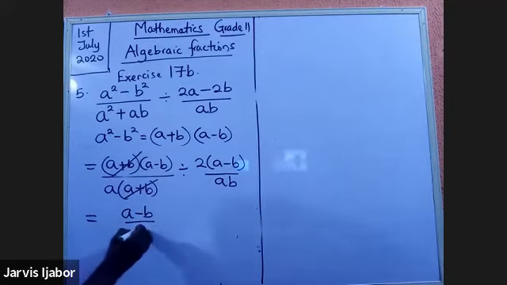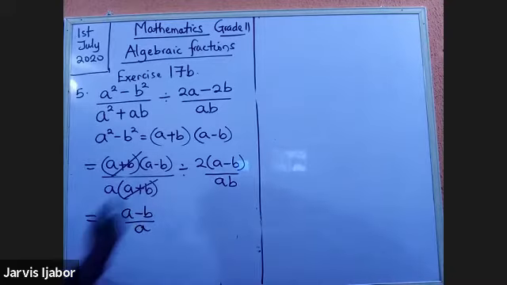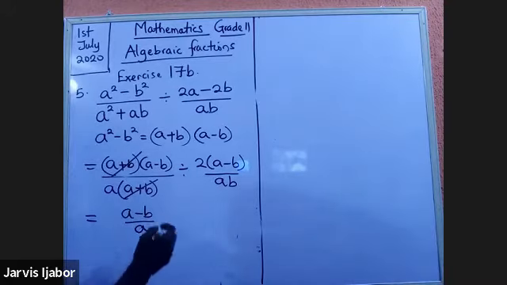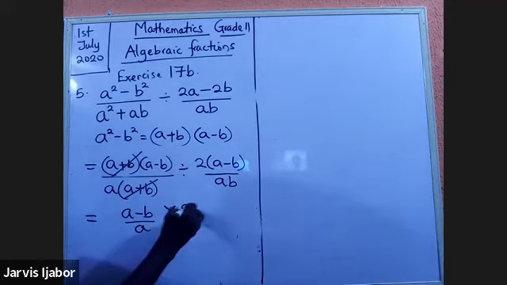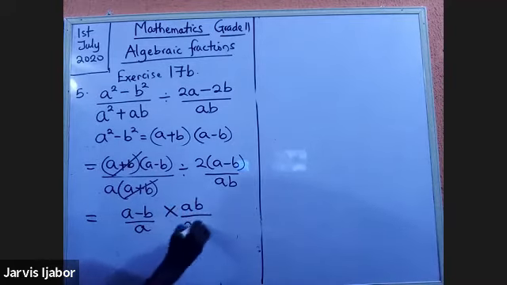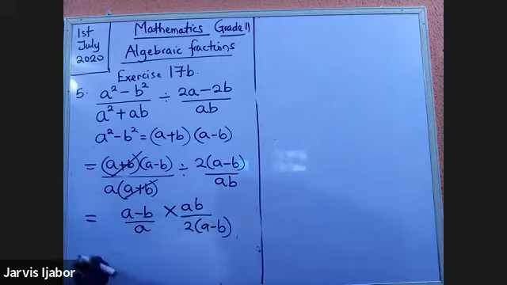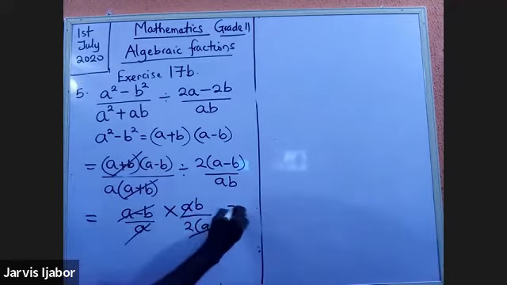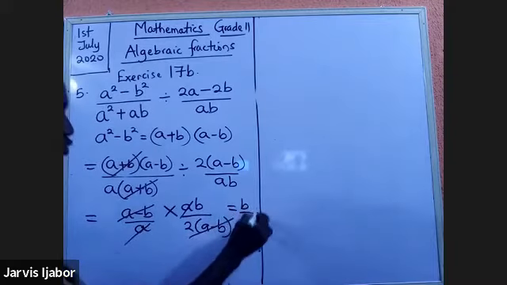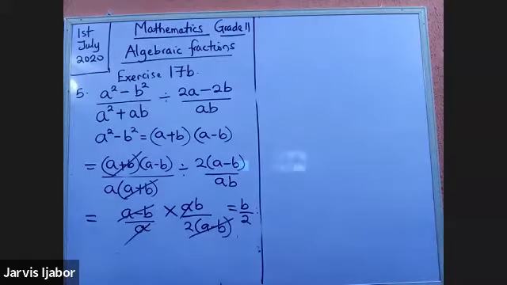Sometimes, as you solve, you make an observation. You take care of that observation before you move forward. Times ab over 2 into a minus b. This can cancel this, this can cancel this, and so your final answer becomes b over 2. That is the solution to question 5.